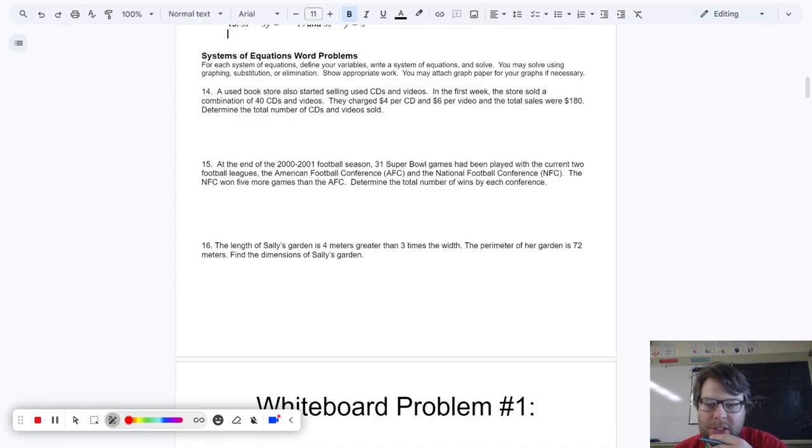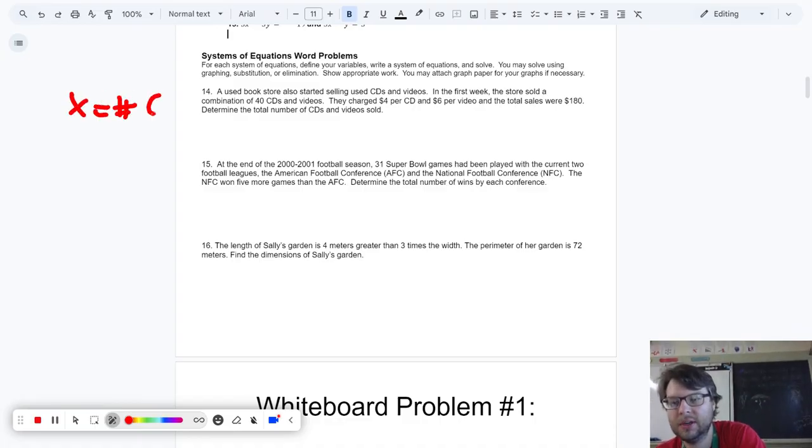A used bookstore started selling CDs and videos. In the first week, the store sold a combination of 40 CDs and videos. Notice right here that I know the total number of things sold, but I don't know how it broke down. I don't know if it was 20 CDs and 20 videos or 39 CDs and one video. And so thinking about what you don't know tells you what your variables can be. So I'm going to make sure to tell you that X is going to be the number of CDs, and then Y is going to be the number of videos.